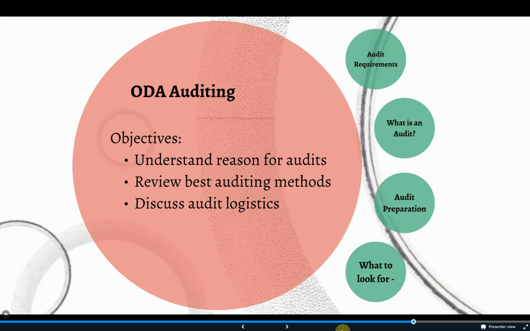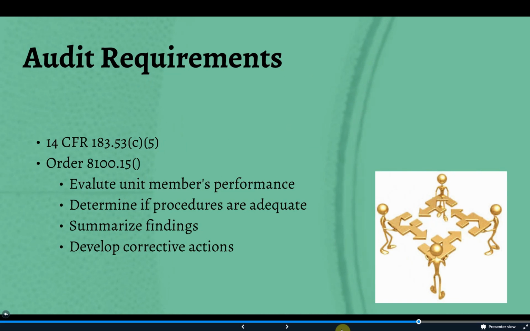This training is being provided to meet the requirement called out in the ODA Procedures Manual, Table 8.1. In addition to this module, you'll also need to have watched the videos that provide an overview of the ODA and the Procedures Manual. The requirements to conduct annual self-audits are regulatory in nature, being established in 14 CFR 183.53, paragraph C5. Order 8100.15 goes further in explaining self-audit requirements in paragraph 3-14. These are changing in revision C of the order though, so the ODA process will be updated in the future.